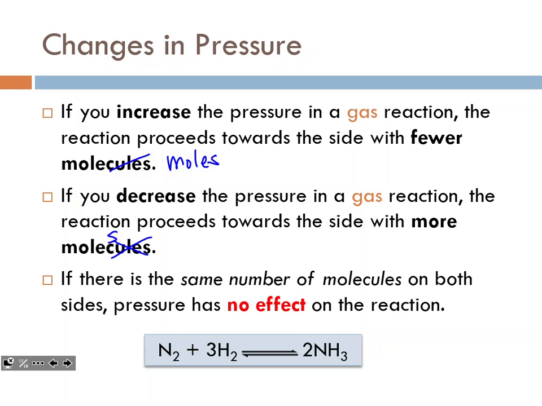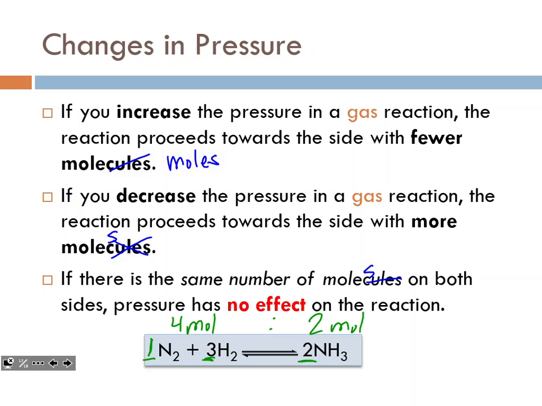Let's see here, and if there's the same number of moles of gas on both sides, then there was no shift at all. It is no effect. And how am I looking at and deciding the number of moles? Look at the coefficients. This is a 1 here, this is a 3. That means there's 4 moles of gas on the reactant side. There's a 2 here. That means there's 2 moles of gas on the product side.